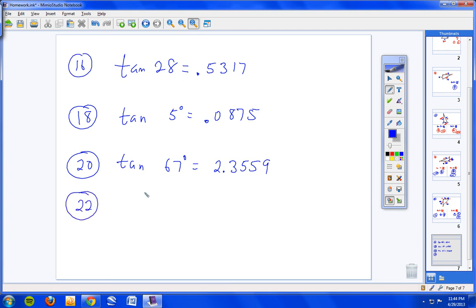And now let's go on to 22. 22 is tangent of 12. All the others are odd. You can look those up in the back of the book yourself, okay? No reason for me to give those to you. If you type in the tangent of 12 correctly, you'll get out 0.2126.